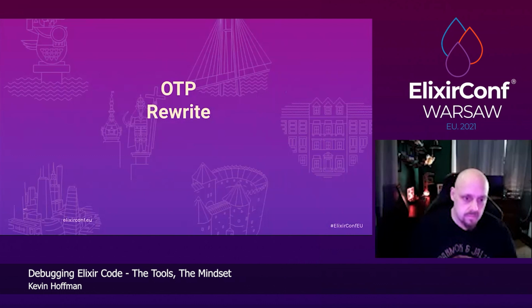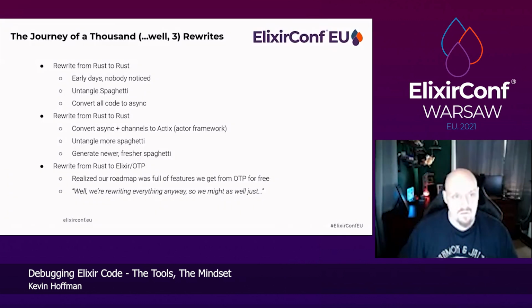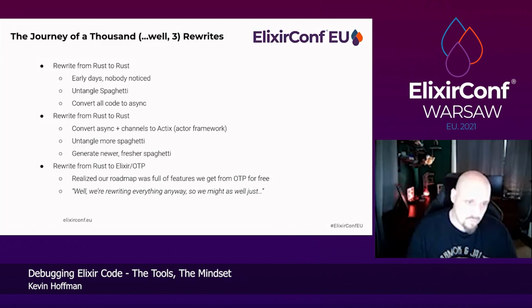So let's move away from the old wasmCloud, and now I can talk about the OTP rewrite. The OTP rewrite started with the journey of 1,000 or 3 rewrites. It felt like 1,000 sometimes. The first time we rewrote it was very early on. It was early days. No one noticed because we had very few consumers. And we essentially converted all of the regular Rust code into async Rust code.